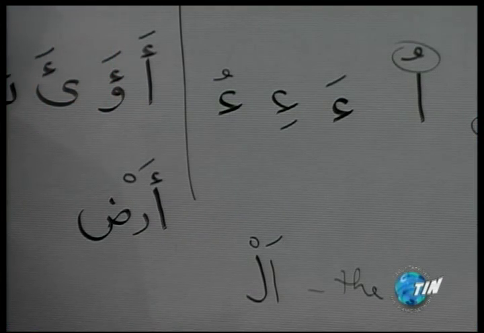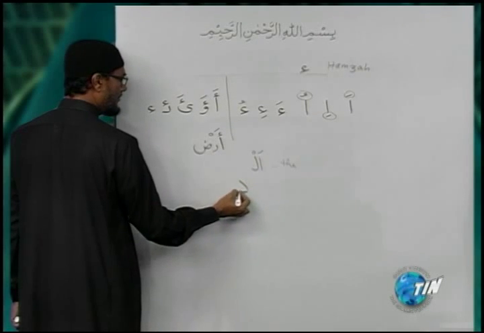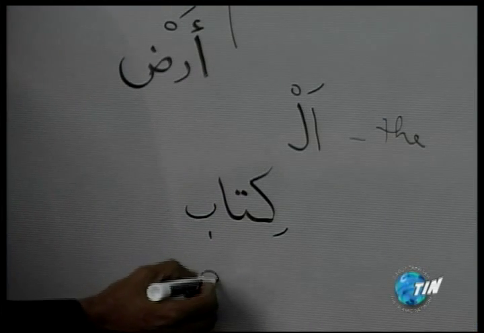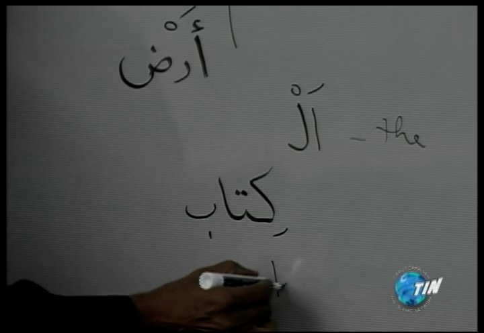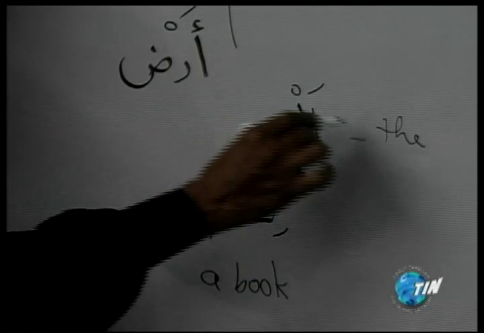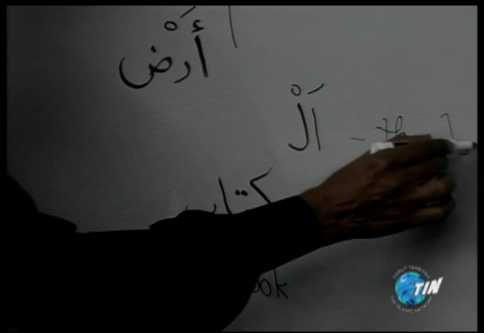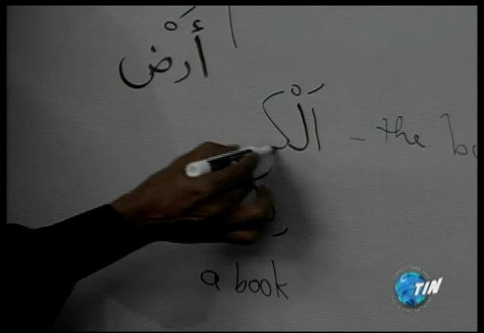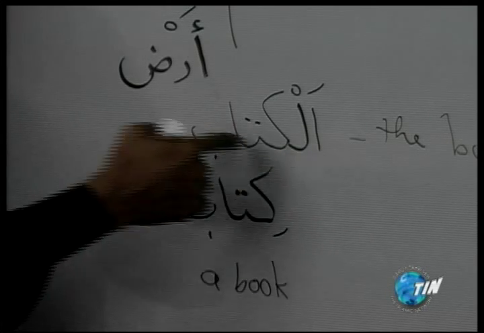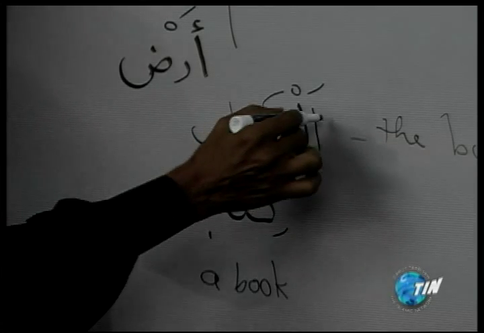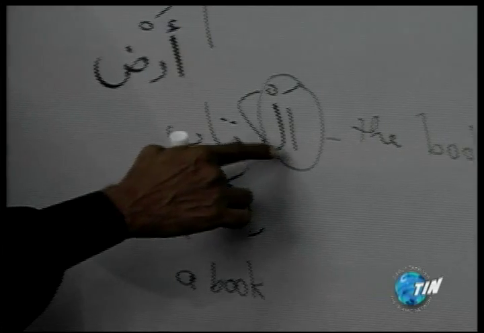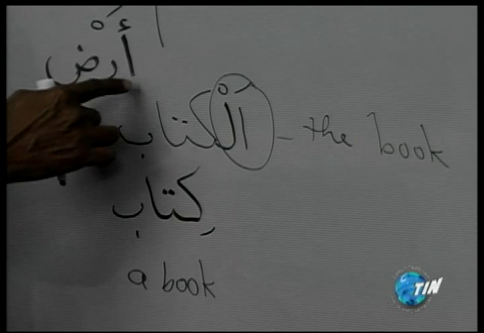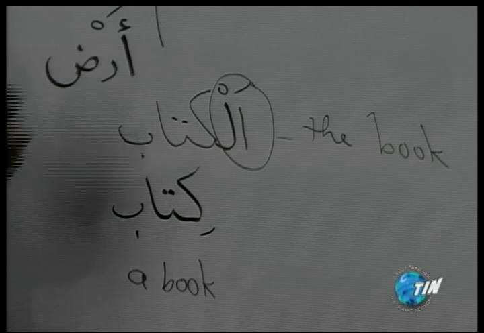So for example, if you have the word kitab. Kitab means a book. And you want to say the book. We take book and we add it like this. We get al-kitab, which means the book. So this addition here is not an original alif. So to differentiate this alif from an alif which is a part of a word, a hamza is placed like that.